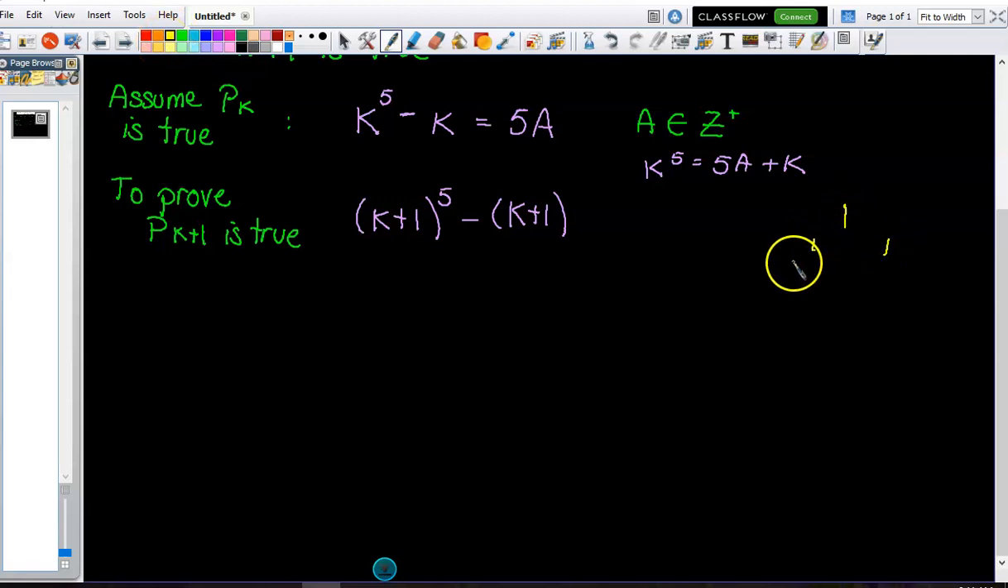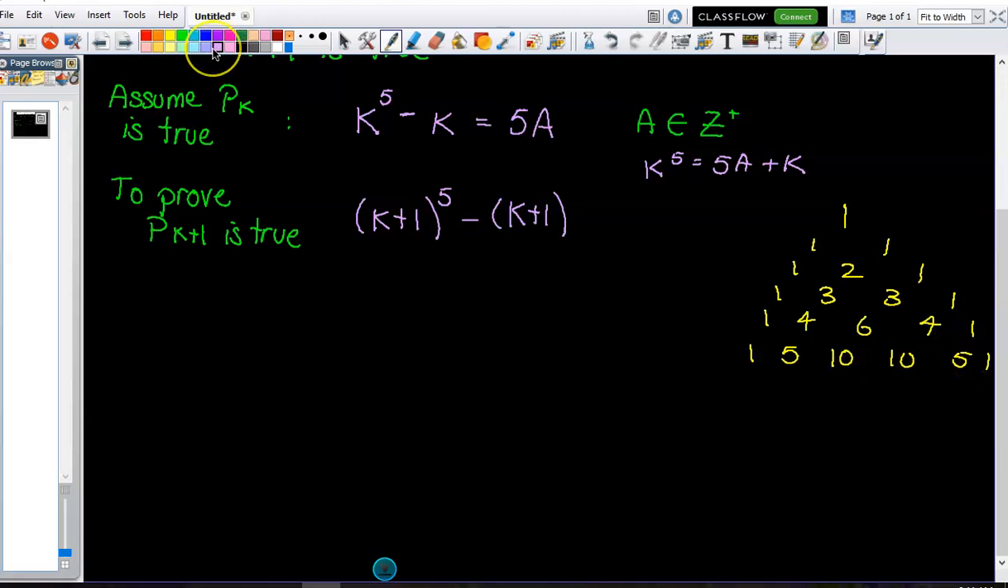So 1, 1, 1, 2, 1, 1, 3, 3, 1. 1, 4, 6, 4, 1. 1, 5, 10, 10, 5, 1. Right? So, what does that mean? That means I'm going to have to go down here now. So, K plus 1, you've probably already written this.